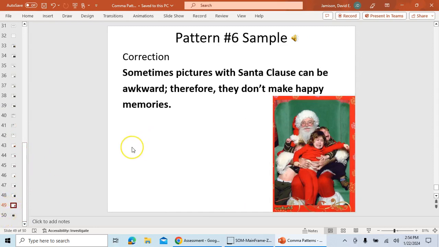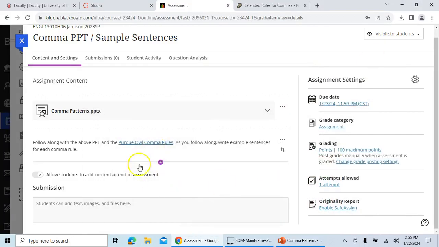All right, so do a pattern for sample 6. Pause the video. And then we're going to look at a couple more comma rules really quickly. How are we doing on time here? All right, you should have 6 different versions of sentences down here in the bottom. If you don't have 6, review the PowerPoint again and figure out which one you missed.